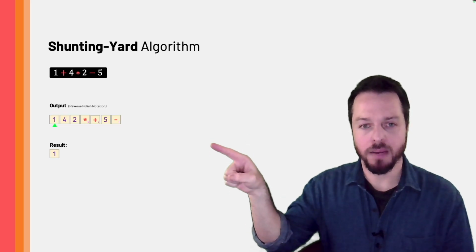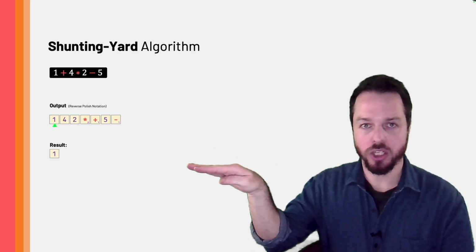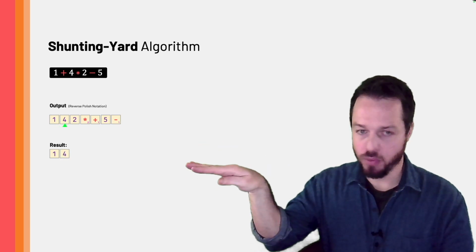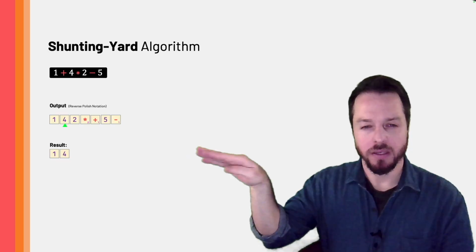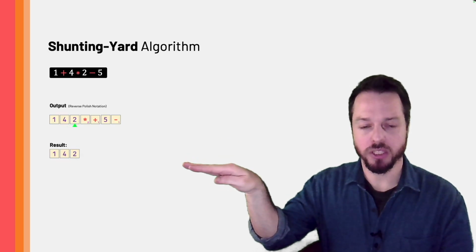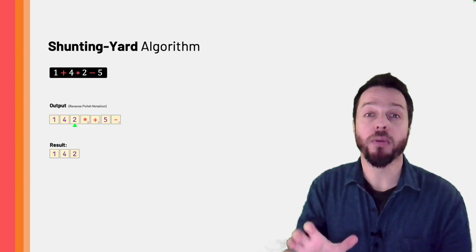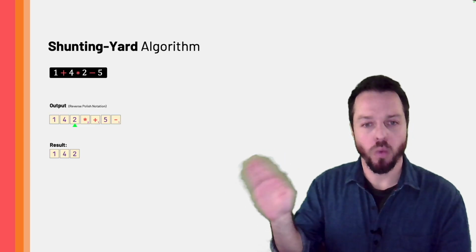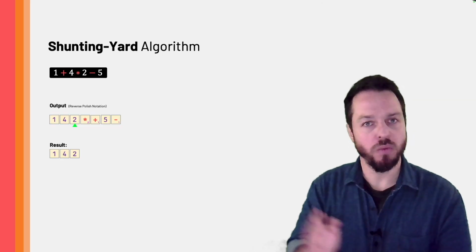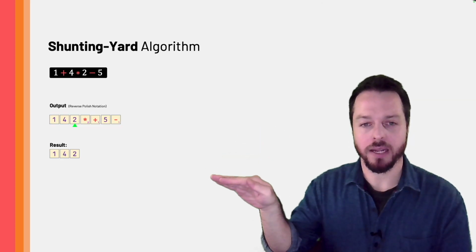So 1 is a number, we push it directly to the result stack. Now we go to 4. 4 is a number, we push it to the result stack. We go to the number 2, we push it to the result stack. So we haven't found any operators yet. It's all numbers, 1, 4, 2. If we find numbers, if we find these integers, we just push them to the result stack.